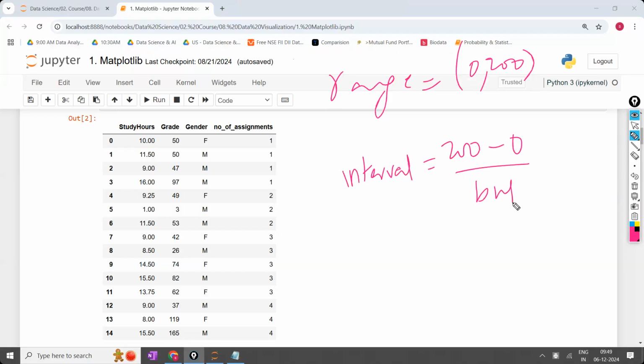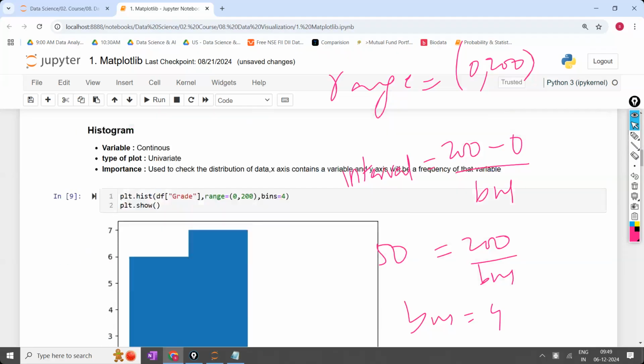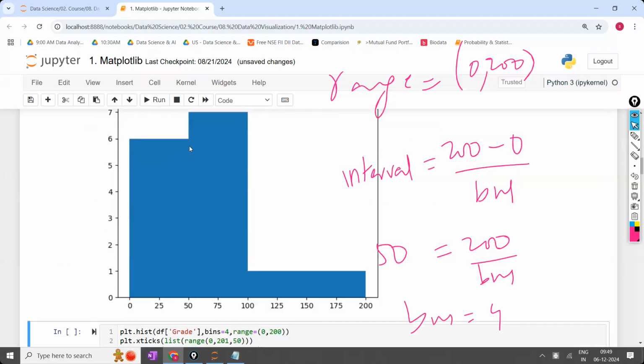Means I want 50 as the interval size. This is what I am fixing. When I fix this one, automatically I am going to get the bins. That is 200 divided by 50, which means bins is equal to 4. So here I am going to write bins is equal to 4. Automatically the interval size will be locked to 0 to 50 as the first, 50 to 100 as the second, 100 to 150 third, fourth one.